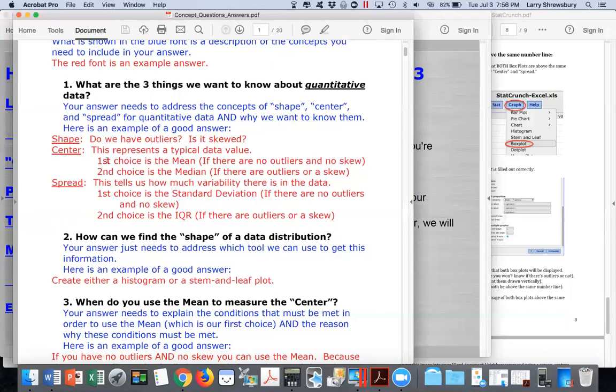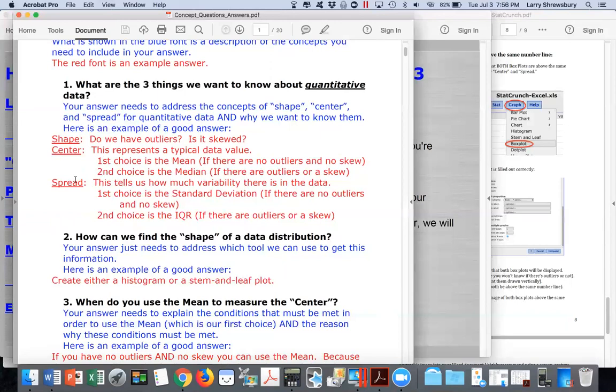Then you know whether you get your first choice, the mean, only if there are no outliers and no skew. So you can't have either one of those. But if you have either one of those or both, then you have to use the median to measure the center. Why? It does a better job of representing the typical data value. It's not distorted by the skew and outliers.